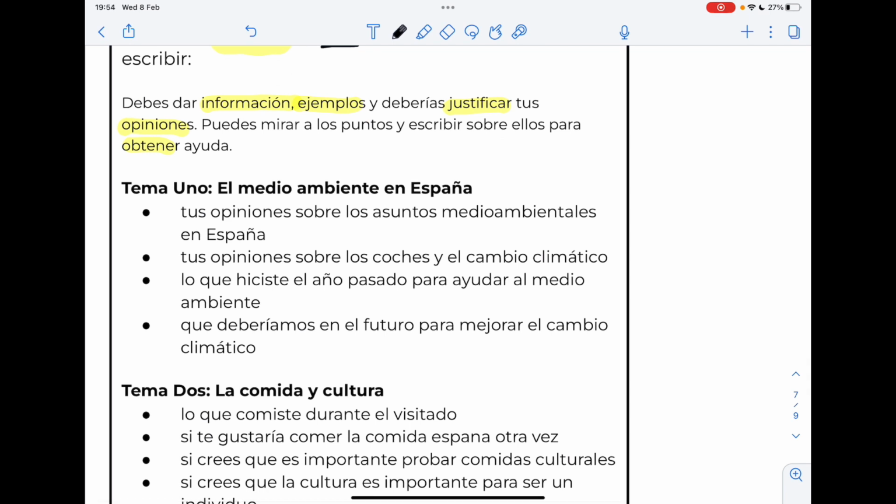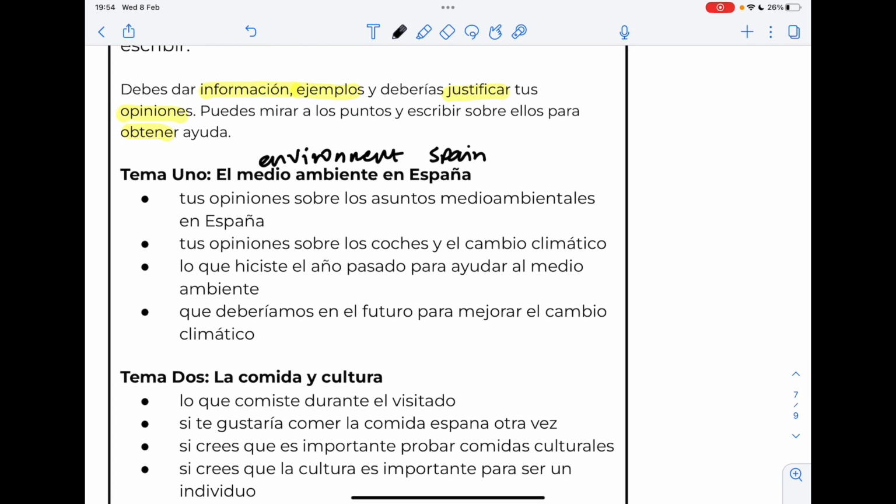So, tema 1. El medio ambiente en España. So, el medio ambiente is environment, funny enough. España, obviously Spain. So, you've got tus opiniones sobre los asuntos medioambientales en España. Your opinions about environmental issues in Spain. Tus opiniones sobre los coches y el cambio climático. Your opinion about cars and climate change. And then it says, lo que hiciste el año pasado para ayudar al medio ambiente. That should be el, not al. El medio ambiente. What you did last year, because hiciste is you did.